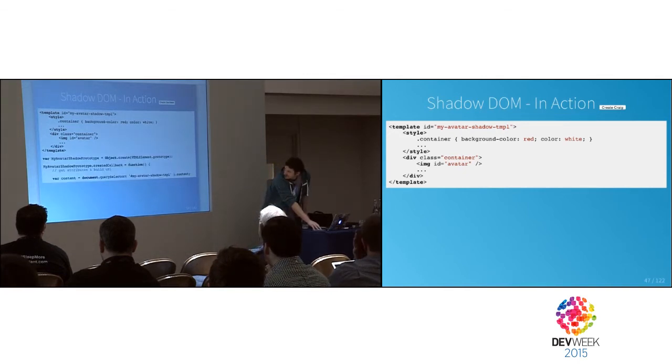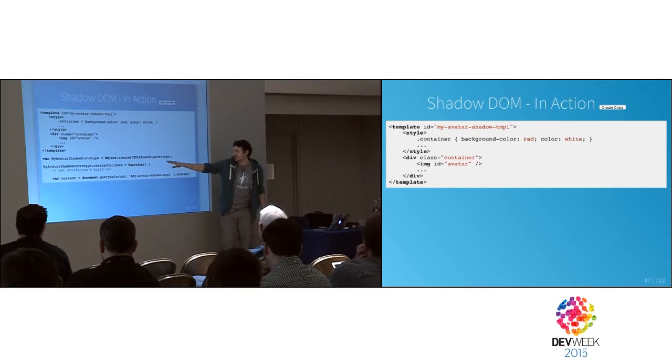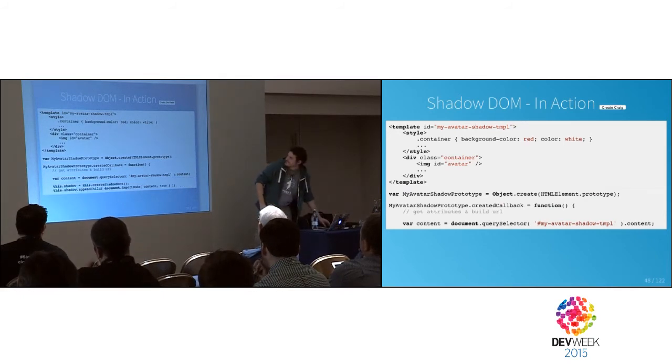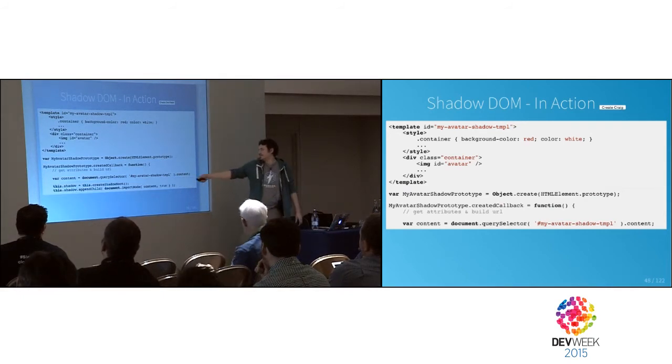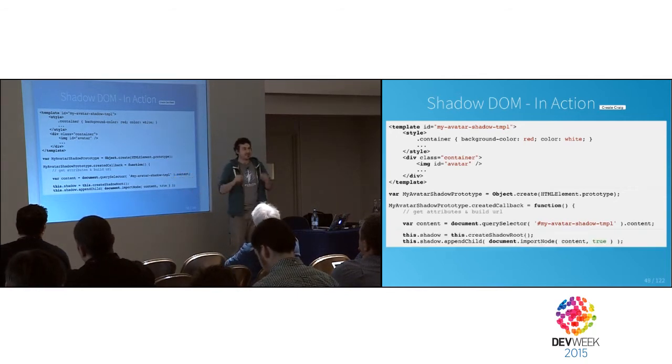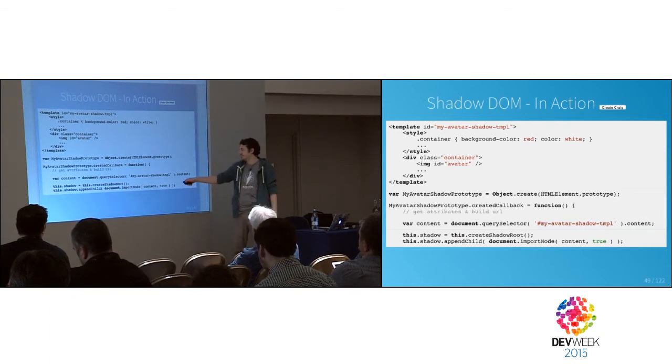Now here's where I use the shadow DOM. I've got all the standard stuff before: created the prototype, defined the callback, got my template content. Then within a custom element, you can do this.createShadowRoot. That's creating the bit that you saw in DevTools, which was the shadow root bit.